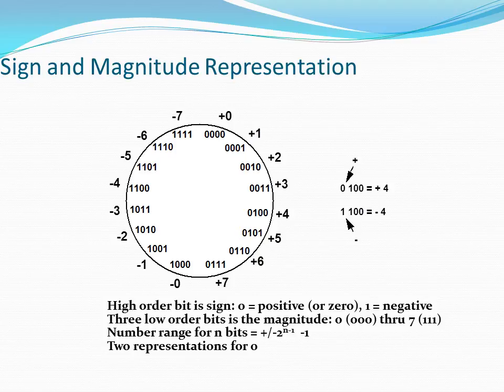For example, 0100 is equal to plus 4. For plus 4, because it is a positive number, the MSB bit is 0. For minus 4, it is negative, so the MSB bit is 1, and the remaining magnitude bits are the same for positive and negative numbers. So this is the representation of sign magnitude using our modulo n representation.